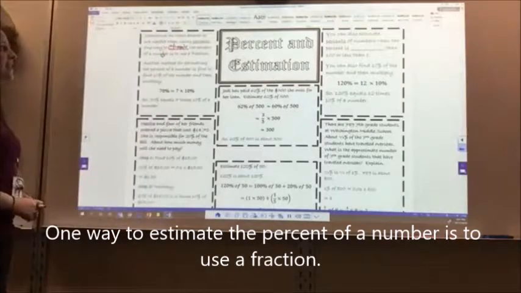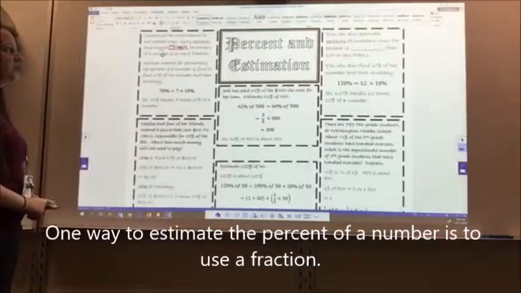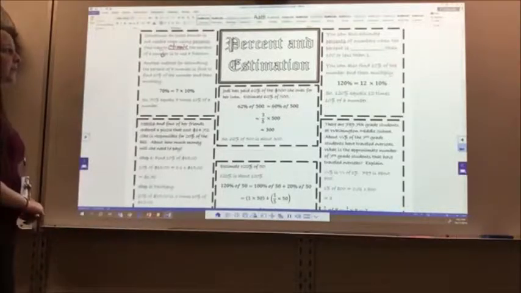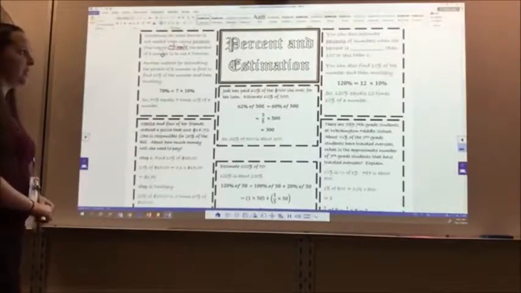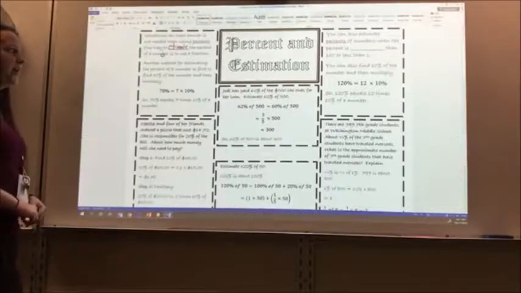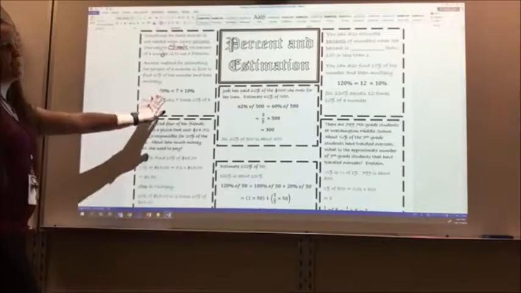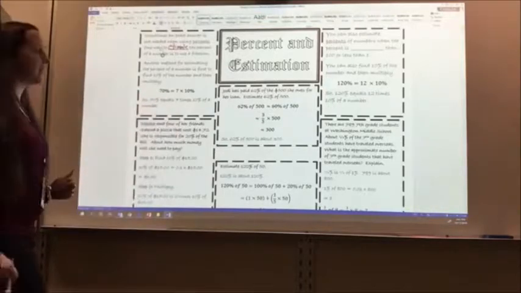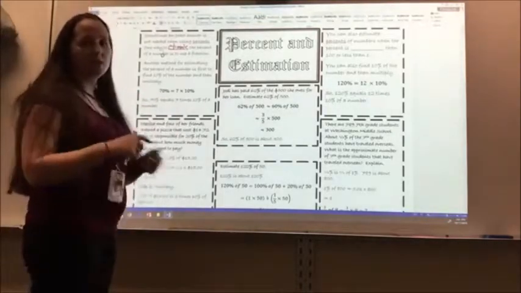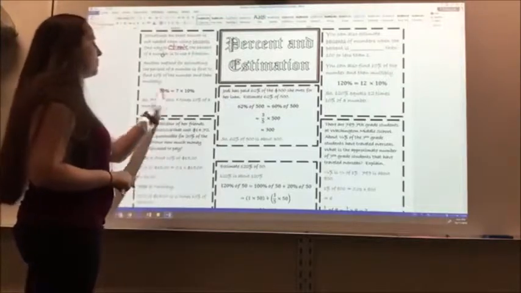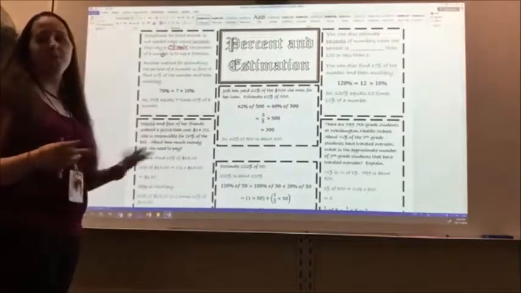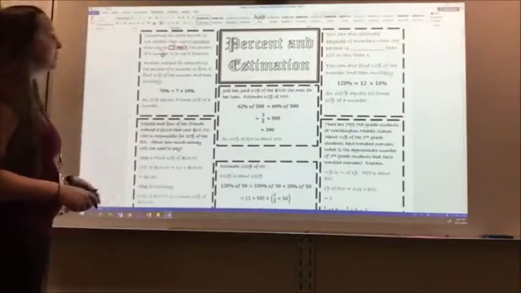So one way to estimate the percent of a number is to use a fraction. Another method for estimating the percent of a number is first to find 10% of the number and then multiply. So for example, if you're finding 70%, you find 10% of the number, which is easy because you just move the decimal over, and then multiply that number times 7 for 70%.